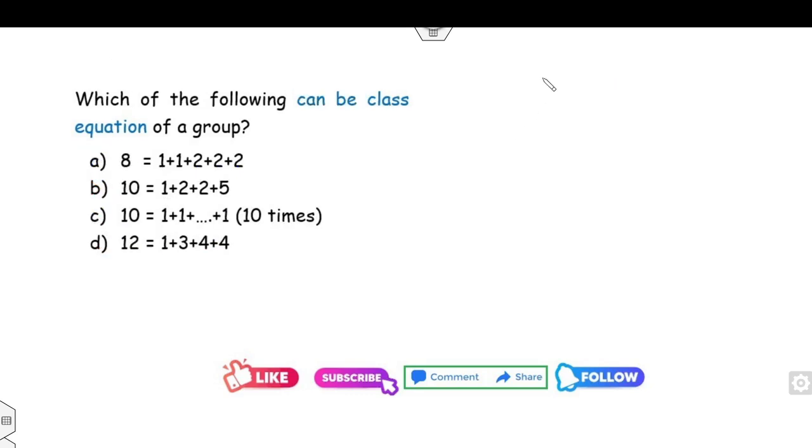Which of the following is the class equation of the 8? So again, 8 is my 2 raised power cube. So P is my 2. I have to write 1 how many times? 2 times. And how many times 2 is? P square minus 1. 4 minus 1, 3 times. So yes, the first option is correct.